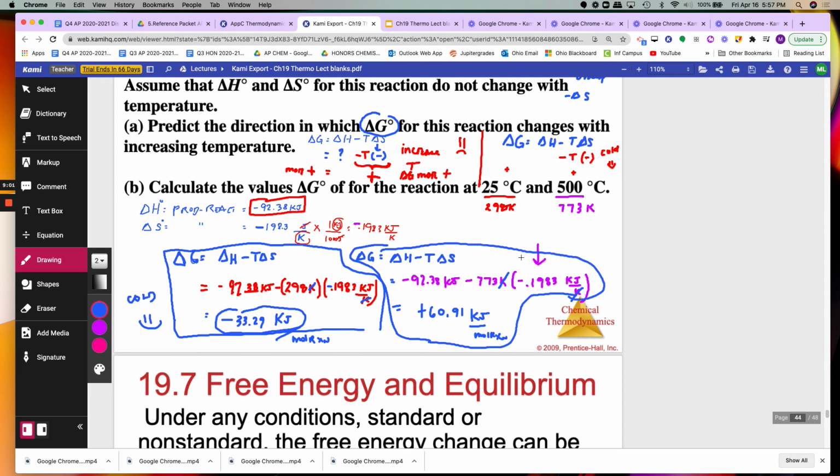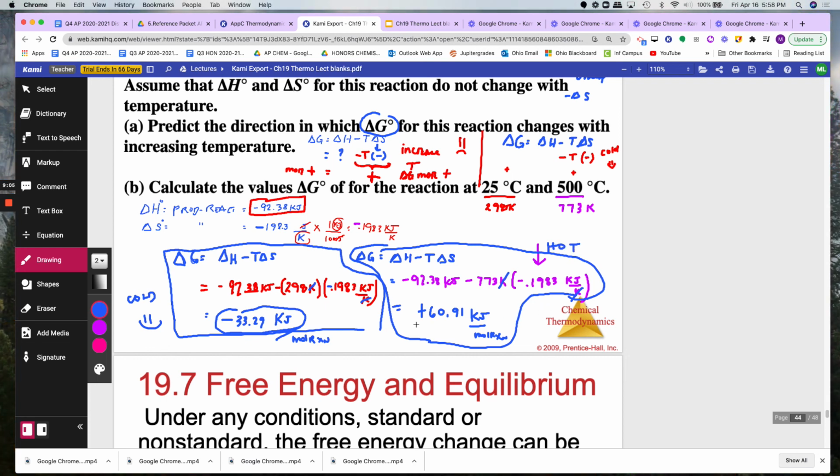So what this means is this is when it's hot. When it's hot, you don't get free energy. You have to put energy in. So this is not spontaneous. This is spontaneous right here when energy is given out. And that is because it's very hot. Like I said here, the T is going up and it's making this entropy term more positive, which made this more positive right here.